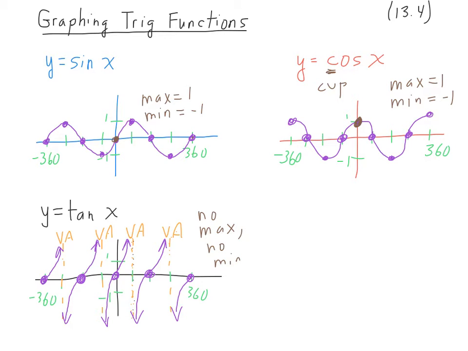So these are the basic shapes of sine, cosine, and tangent. And so you have to know what the general graphs look like. So let's talk about some vocabulary terms now.